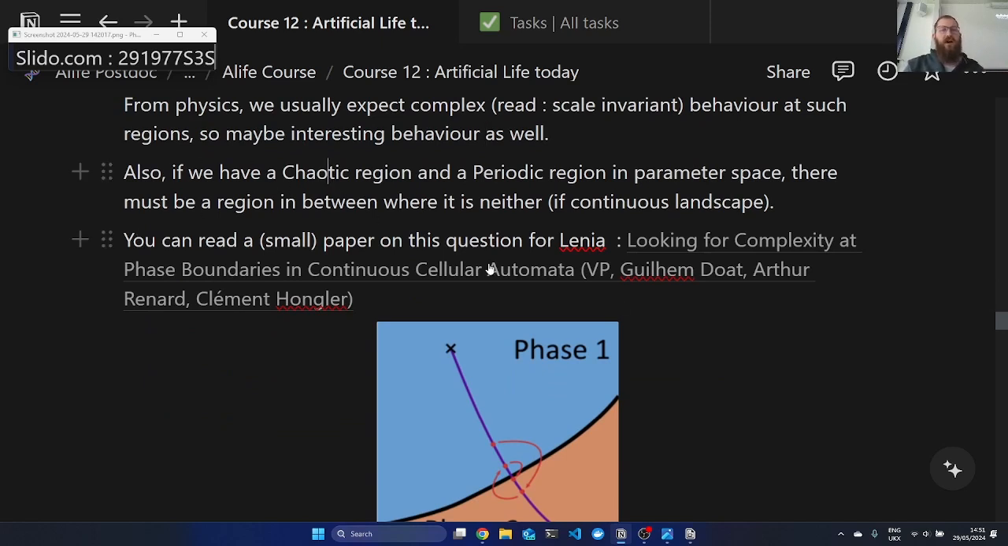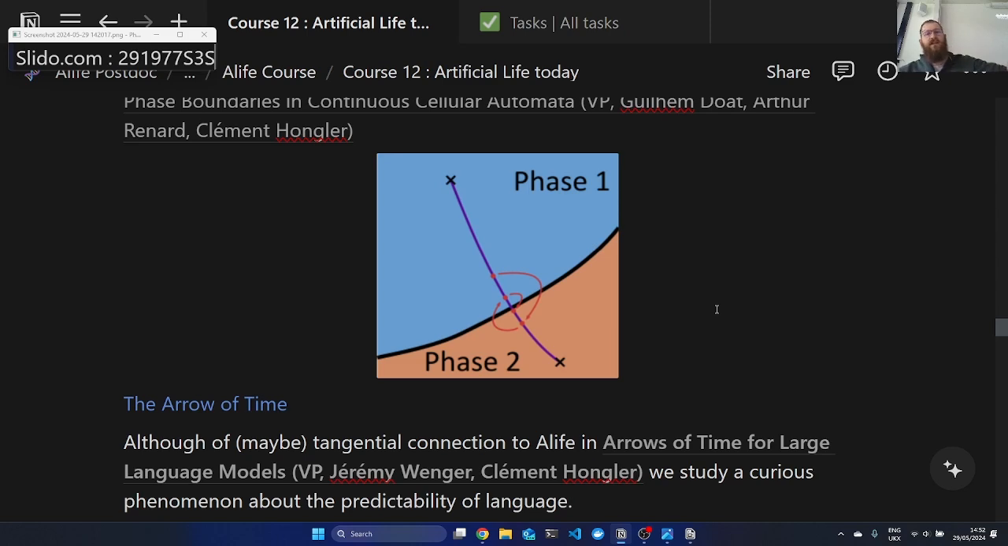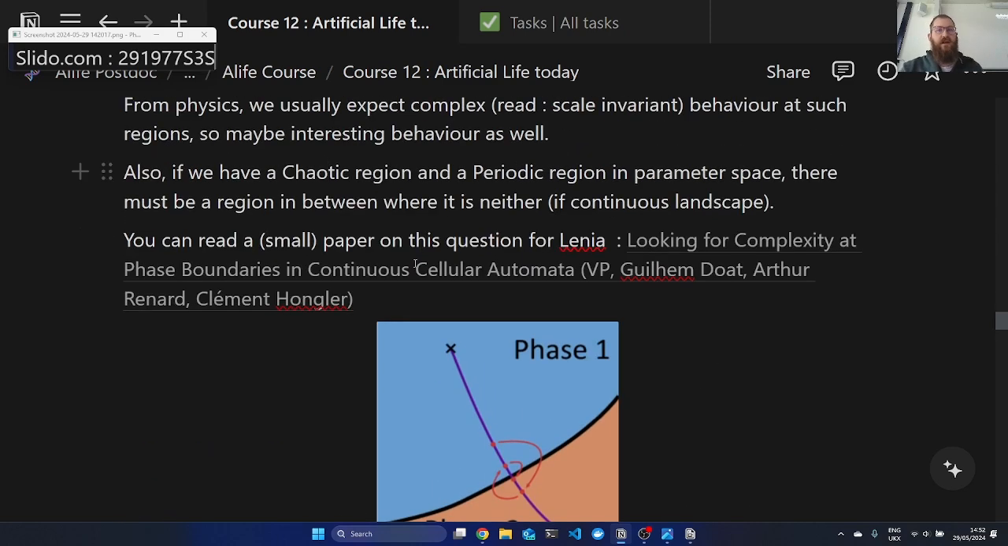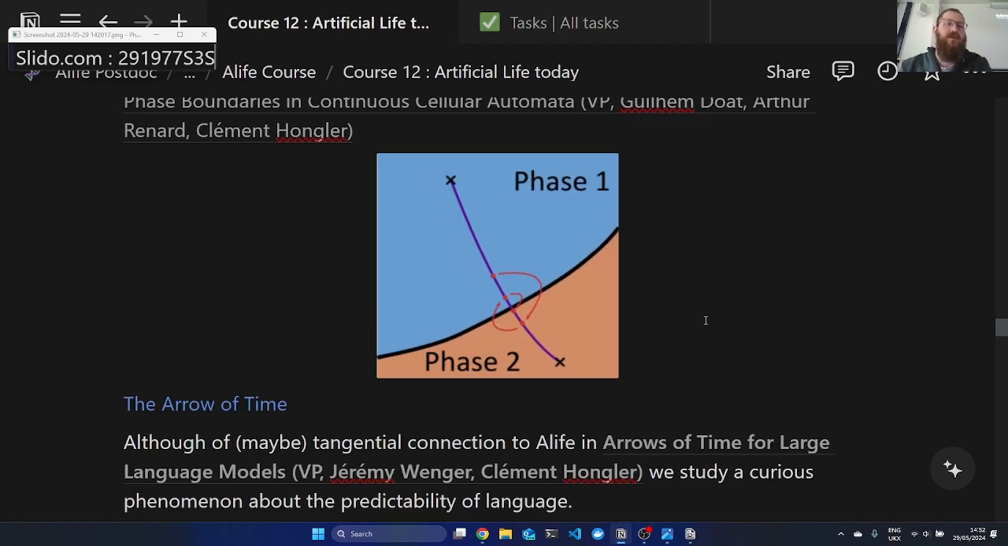And so also, if you have a phase which is a chaotic phase and a phase which is a periodic or non-chaotic region, you would expect, if you can go continuously from one to another, to have some point where you are in between. Okay. So for this, you can read a very small paper that we did with some master students about applying this idea to Lenia. And I think I've already talked about this, but the videos of Lenia that I showed in the course and on the website, they come from the application of this thing. So it kind of works.